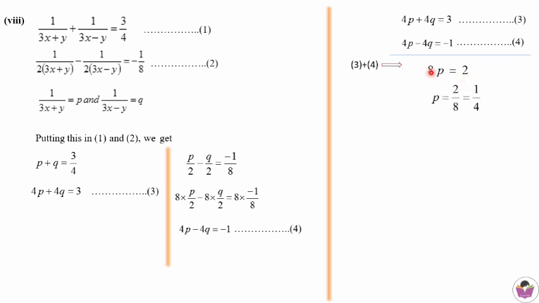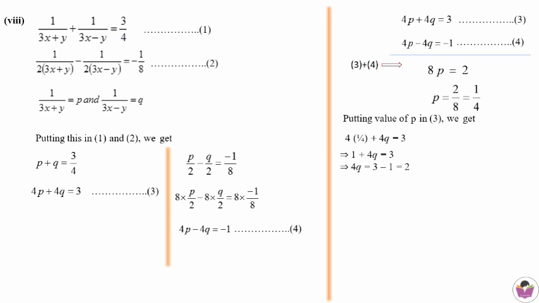and p is equal to, this 8 will come to the denominator, that is 2 by 8, that is equal to 1 by 4, p is equal to 1 by 4. Substitute this in equation number 3. Here it is 4 into p, 4 into p is 1 by 4, so 4 into 1 by 4 plus 4q is equal to 3. Taking equation number 3, substituting the value of p.